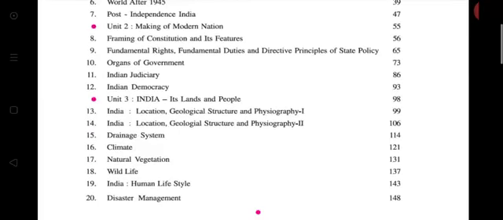Then in civics part, chapter number 8, framing of constitution and its features. Chapter number 9, fundamental rights, fundamental duties and directive principle of state policy. Then chapter number 10, organs of government. And then chapter number 12, Indian democracy.